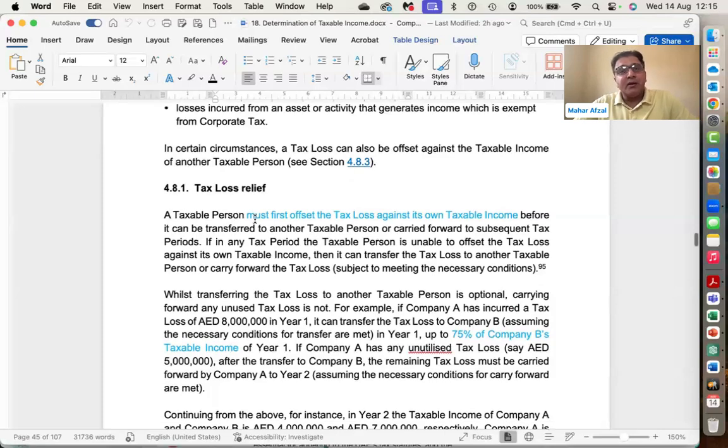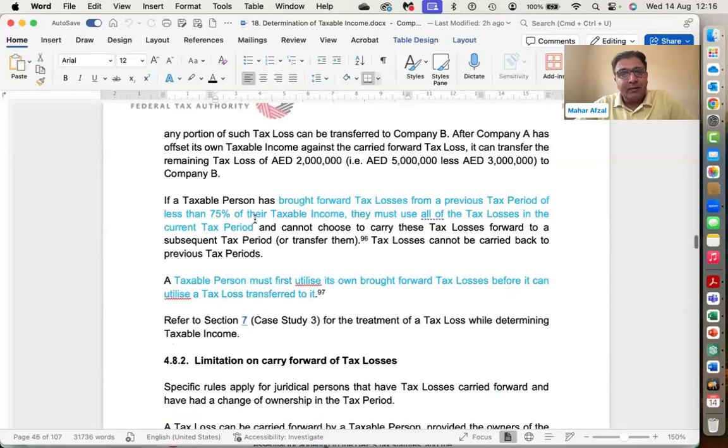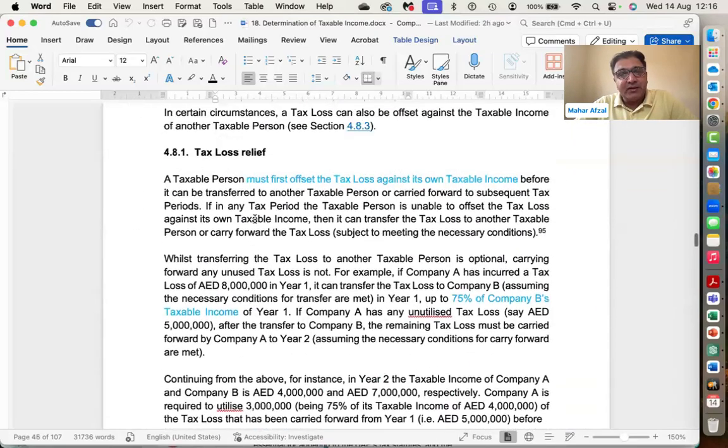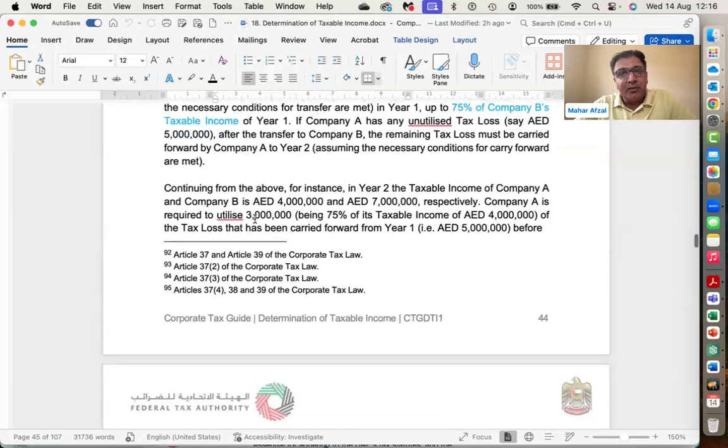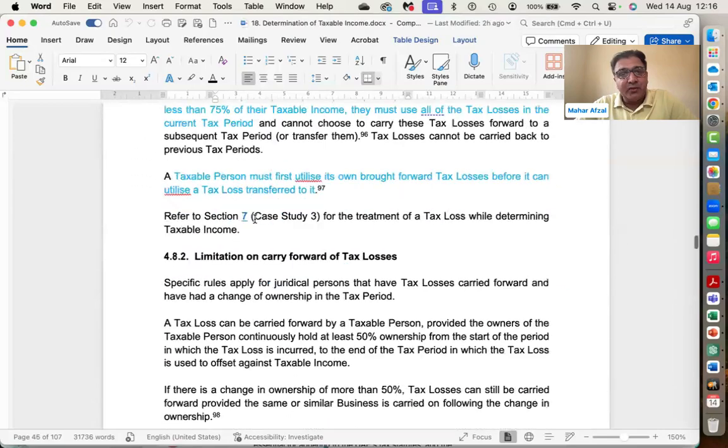Then, out of the taxable income, you can calculate the tax, and after calculating the tax, you can adjust the withholding tax and the foreign tax credit, and then you will be liable to pay the net amount. This is subject to certain conditions. Two conditions: there should be continuity of business and continuity of ownership. Then you will be able to carry forward the losses, otherwise you cannot carry forward the losses.